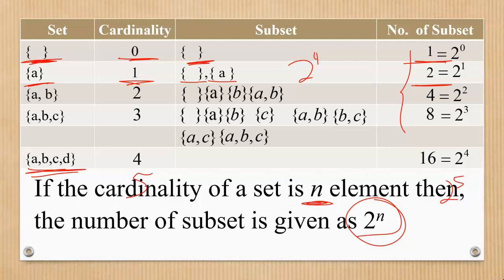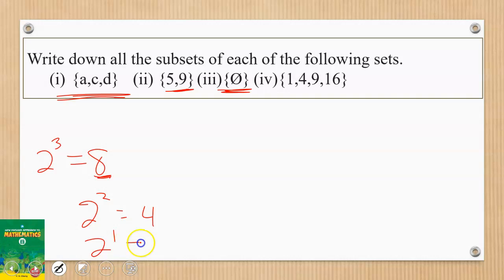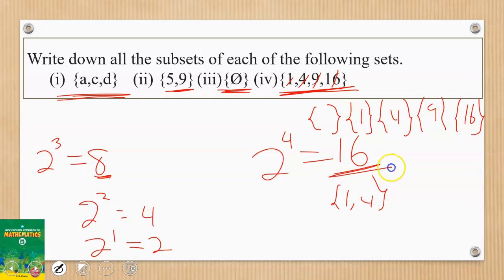So based on this, if I ask you to write down all the subsets of each of the following, a set containing A, B, and C, you know that you're going to get 2 to the power 3, and that will give us 8. A set containing 2 elements will give us 2 to the power 2, and that will give us 4. Once you know the cardinality and the number of subsets, you can create them, okay? A set containing only 1 element will have 2 to the power 1, which is 2. Then a set containing 1, 4, 9, 16, that is 4 elements, will be 2 to the power 4, and that will give you 16. So you can write all the 16 subsets of this, which will be the empty set, the set containing 1, the set containing 4, the set containing 9, the set containing 16, then maybe the set containing 1 and 4. So you can keep writing them until you get up to the 16.